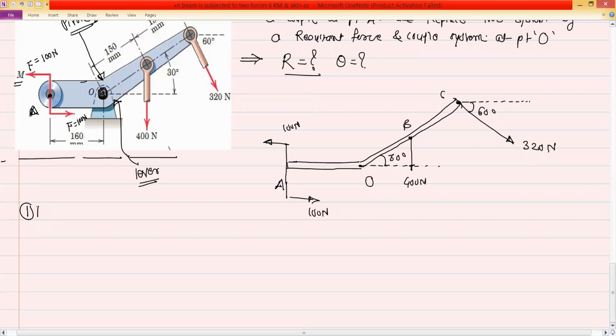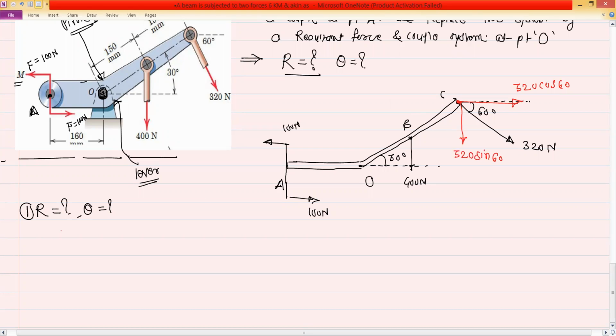So first step, we have to find out the resultant and its angle theta. So you can resolve these forces. We have to only resolve one force, that is the 320 Newton. This is the point where 320 is acting. So this is the x component, 320 cos 60, and this is the y component, 320 sin 60.